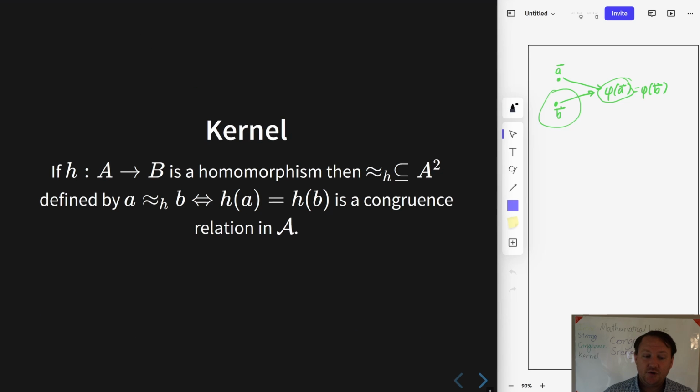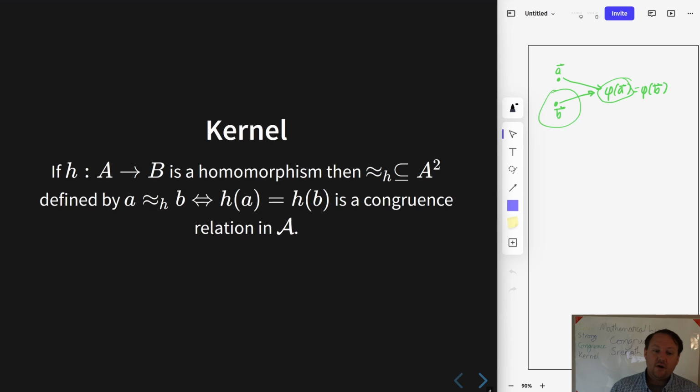Next, we're going to define the notion of the kernel of a homomorphism. Now, this really is going to be a fairly distinct idea. There is a relationship, but there is going to be a somewhat distinct idea of what the kernel of a homomorphism is in logic as contrasted with, say, abstract algebra.